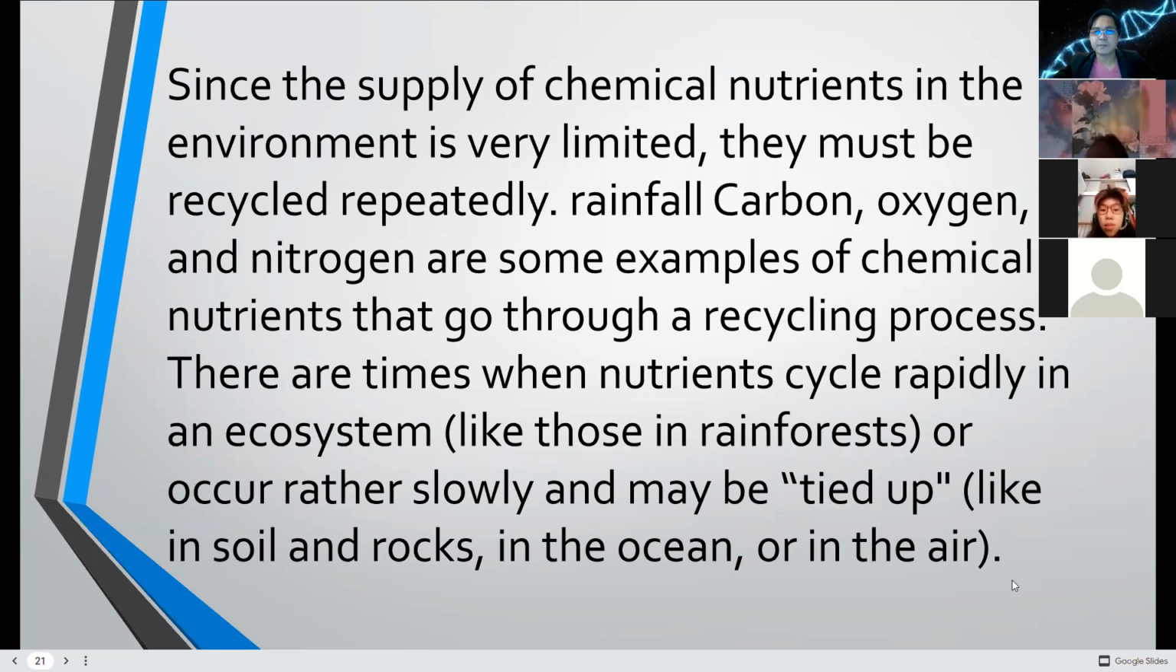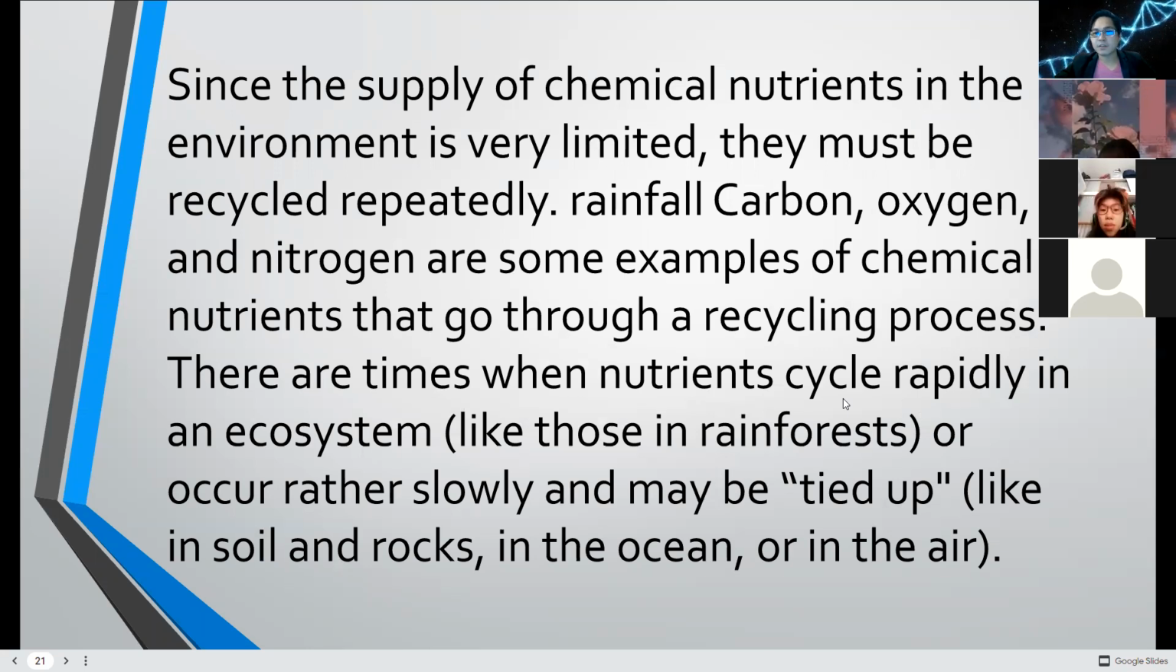Since the supply of chemical nutrients in the environment is very limited, they must be recycled repeatedly. Rainfall, carbon, oxygen, and nitrogen are some examples of chemical nutrients that go through the recycling process. We need to recycle them because we have a limited supply of those, right?